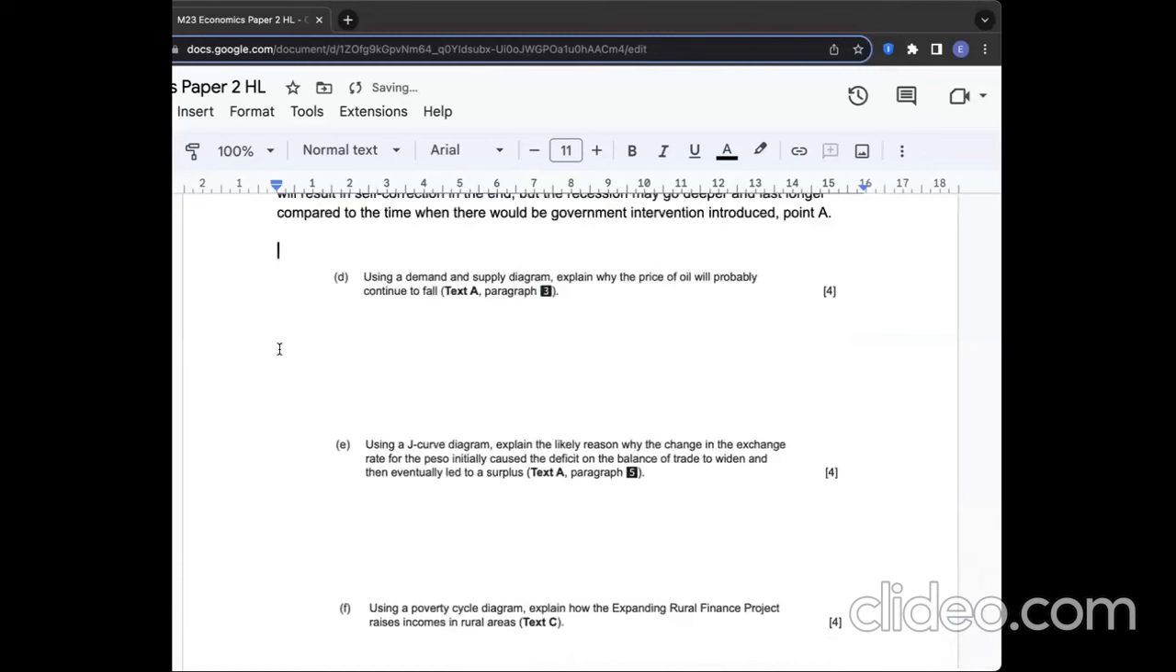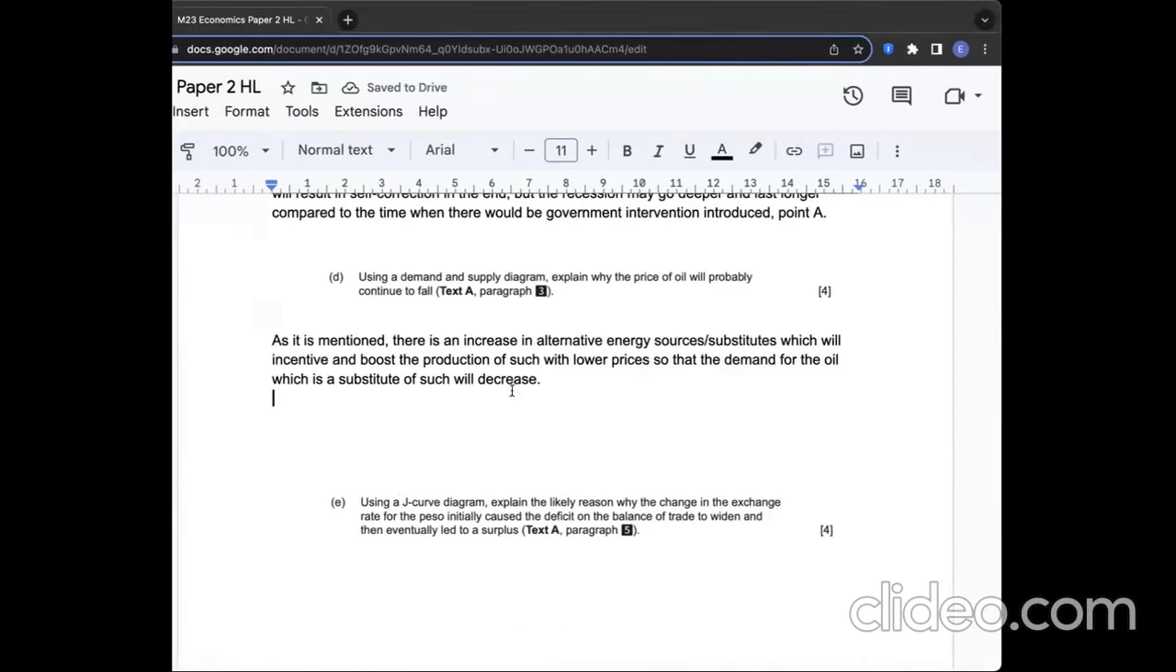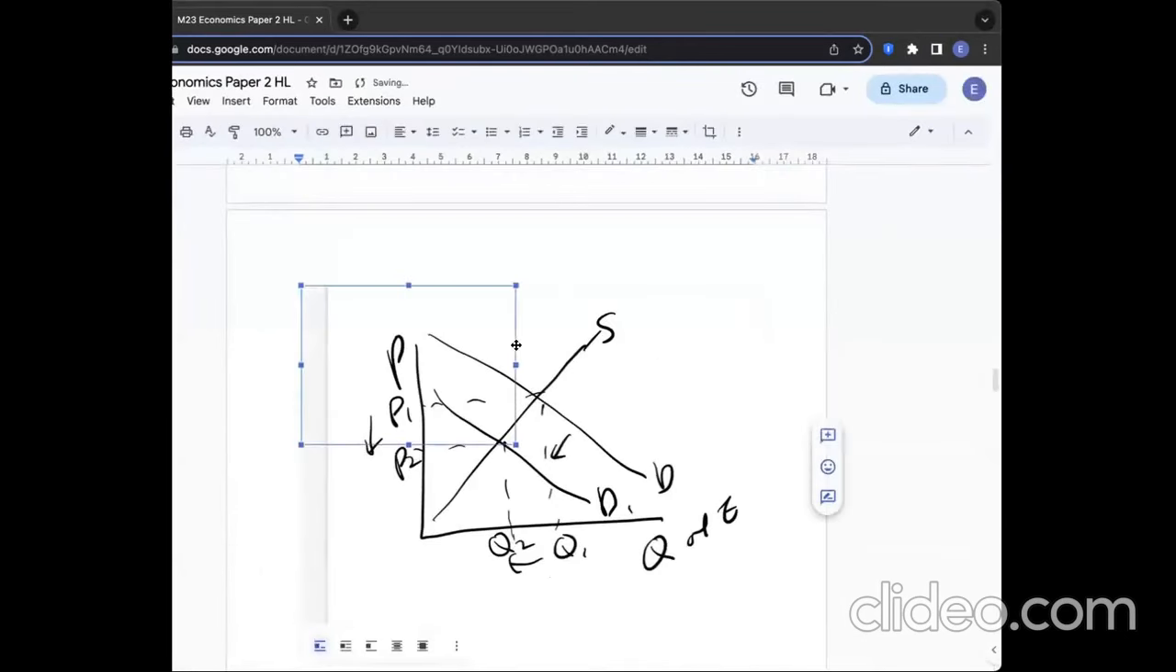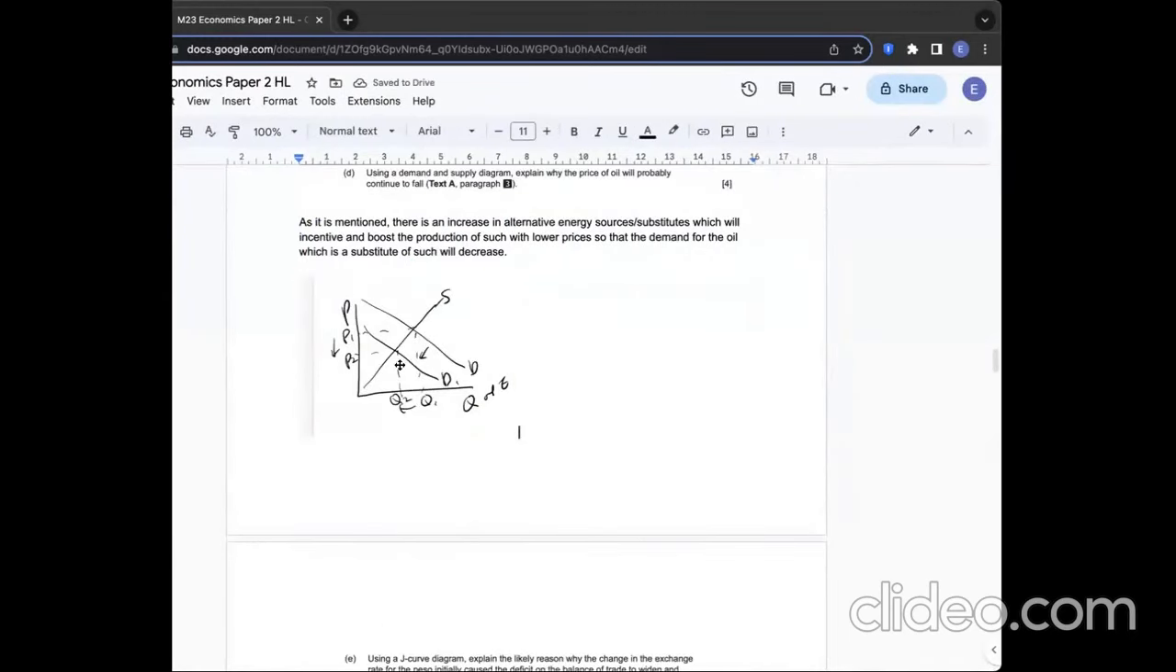Question D, using a demand and supply diagram, explain why the price of oil will probably continue to fall. Okay, I think it's going to be better to explain first. Here we go. As mentioned in text A, paragraph 3, there is an increase in alternative energy sources, in other words, substitutes, which will incentivize and boost the production of such alternative energy at lower prices, so that the demand for the traditional energy source, which is oil, is going to decrease. Therefore, I think I can present such an idea with a diagram. Energy market diagram, demand decreases, things like that. Pretty obvious. Yeah, demand shifts to the left.